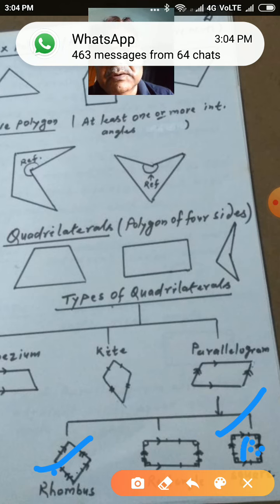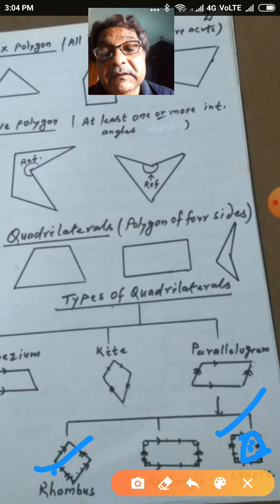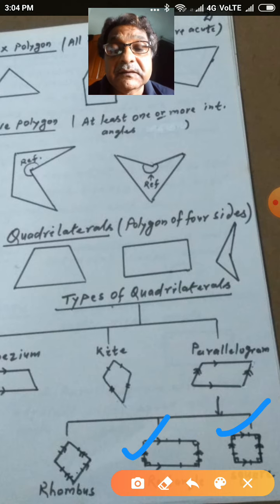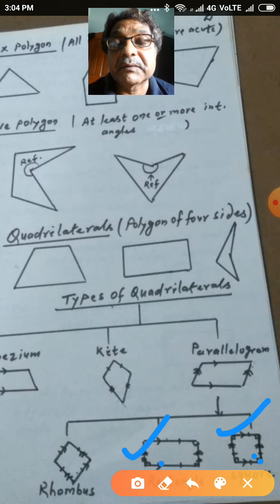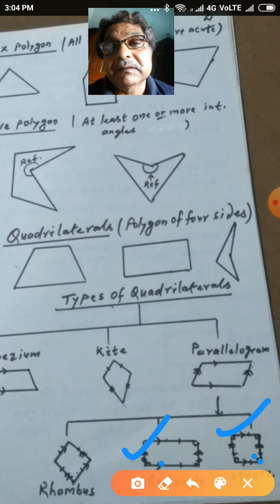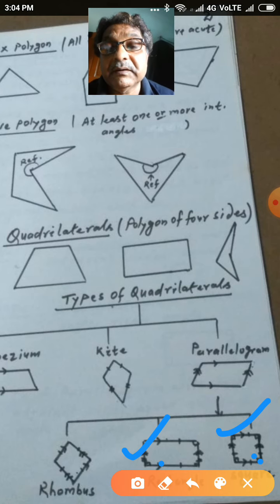Similarly, a square is that parallelogram whose each angle is 90 degrees, like a rectangle. It means it possesses the property of a rectangle. So we may say a square is also a rectangle, but the converse may not be true, that a rectangle may not always be a square, but a square is always a rectangle. So in total, we can define a square as that parallelogram whose any two adjacent sides are equal and each angle is 90 degrees. So this is the classification of all quadrilaterals.